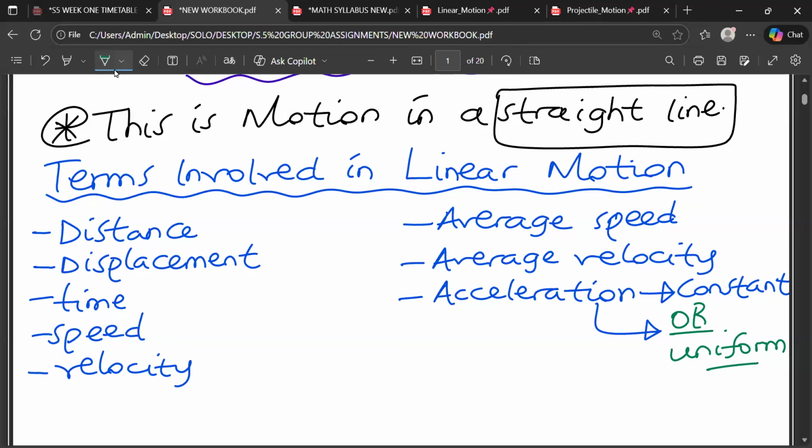So basically, those are the terms that you need. If you're well conversant with all of them, that means you can handle most of the questions in this topic. Displacement, distance, speed, velocity, average speed and average velocity. We are going to see all this. And if you can handle acceleration, the uniform or the constant, then we derive the equations of motion. We shall be good to go.